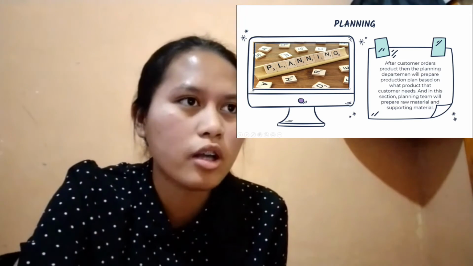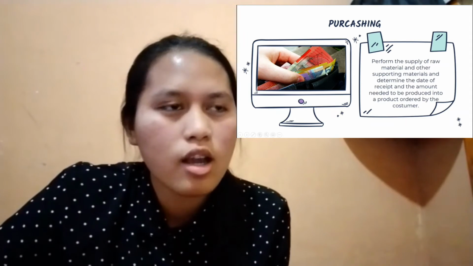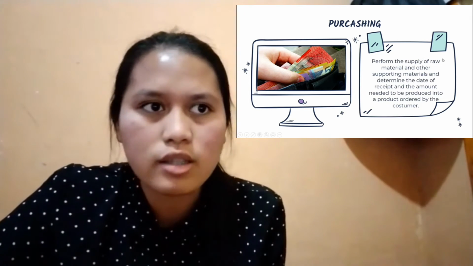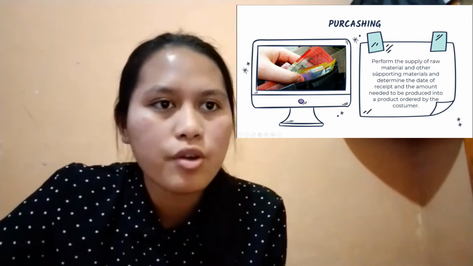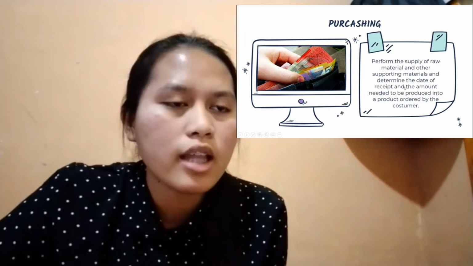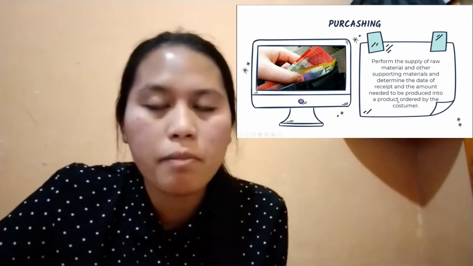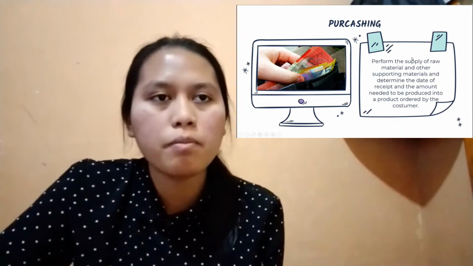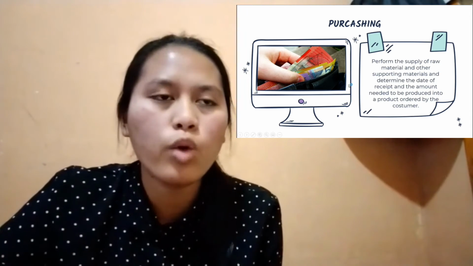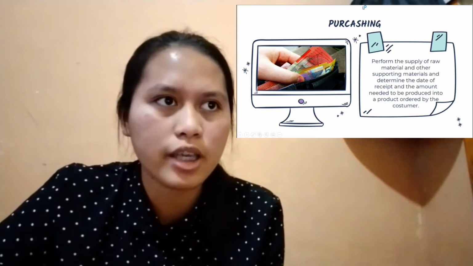And after that, we'll talk about purchasing. The next process is purchasing. Purchasing is to perform the supply of raw materials and other supporting materials and determine the date received and the amount needed to be produced into a product ordered by the customers. It's like buying and taking note about what you bought, when, where, and how much.